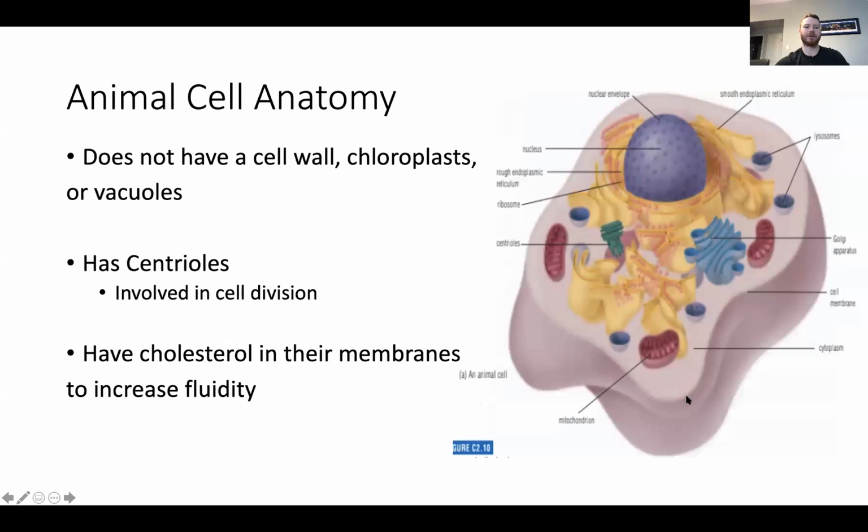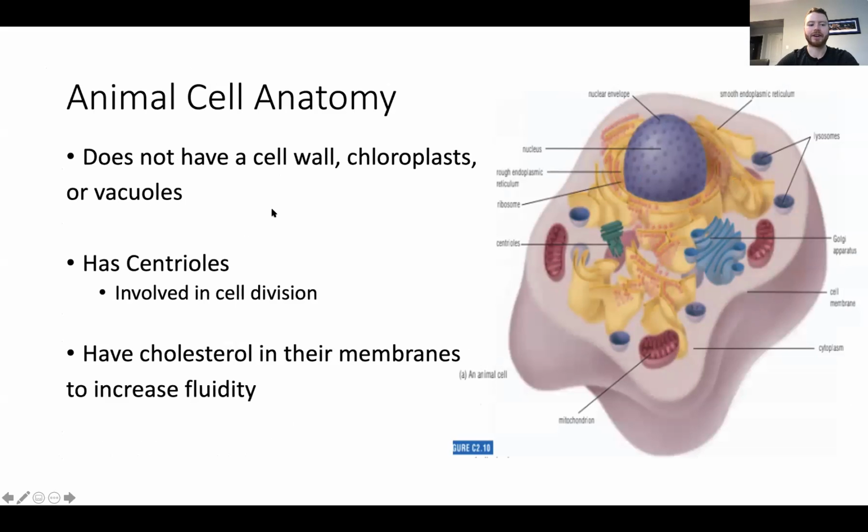So jumping into the animal cell anatomy now. An animal cell does not have a cell wall, chloroplasts, or vacuoles. This is the first image of an animal cell that we've seen. It still has the cell membrane and the nucleus and the ER and ribosomes and mitochondria and the Golgi apparatus, lysosomes, to name a few.